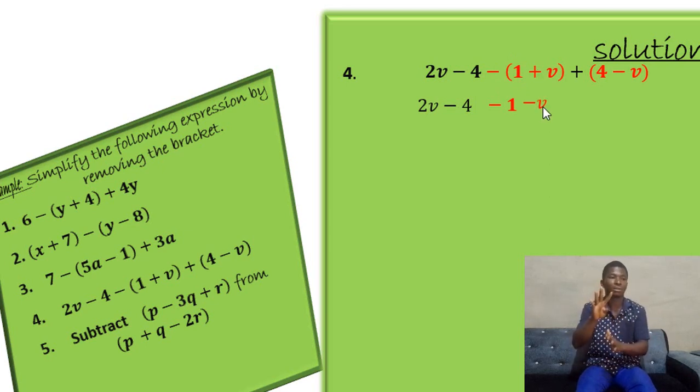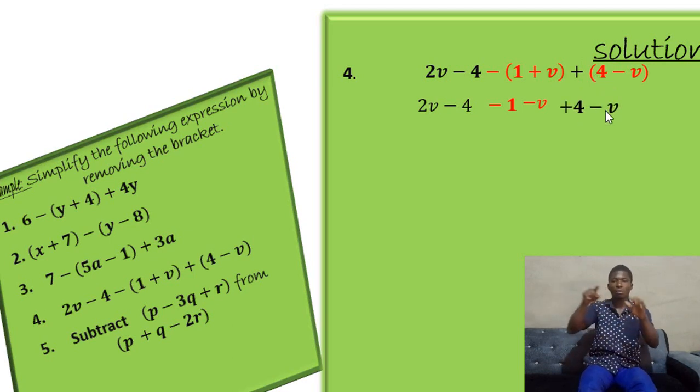Now this is another bracket, but we have plus there. So plus will not change anything in the bracket. It's only negative that changes what is in the bracket. So we are just having the exact 4 minus v. Okay, that is just going to be the result.